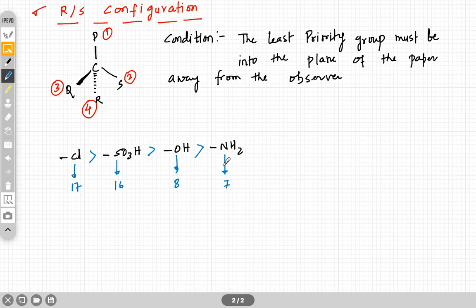Last point: lone pair is considered to have 0 atomic number, and it will have the least priority always.